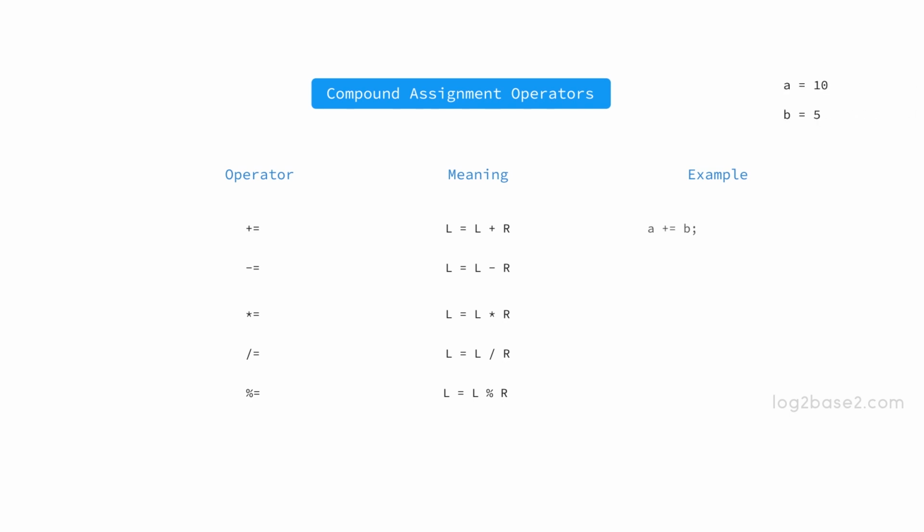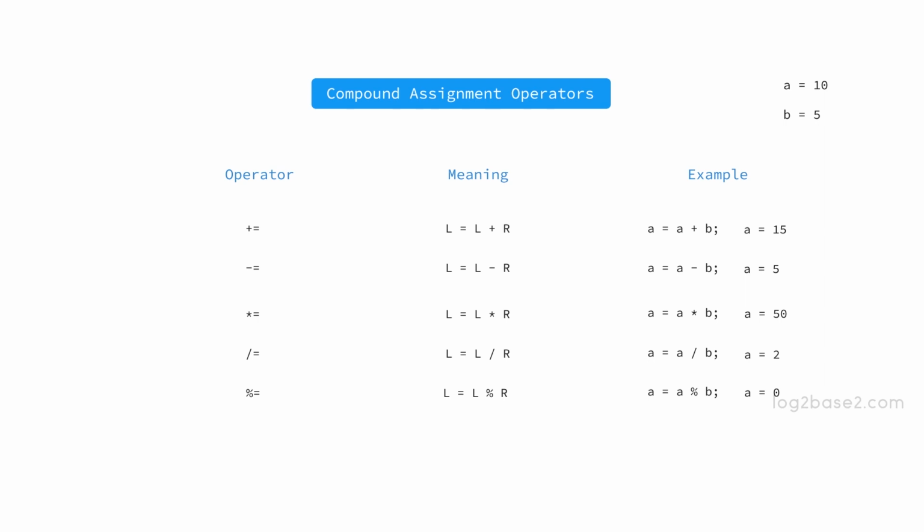Now let us see examples and let A equal to 10 and B equal to 5. And we have A plus equal to B. And as we said, it is equivalent to A equal to A plus B. So we will get A equal to 15. Next we have A minus equal to B. So that is A equal to A minus B and we get A equal to 5. And next is A into equal to B, that is A equal to A into B and we get A equal to 50. Next is A divided by equal to B, that is A equal to A divided by B and we get A equal to 2. Next is A mod equal to B and it is same as A equal to A mod B and we get A equal to 0.